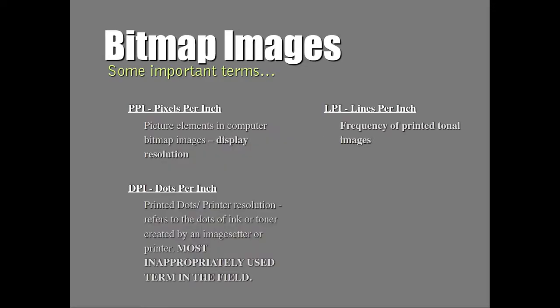There are three kind of terms that are thrown around when we talk about pixels. That is PPI, which is pixels per inch. And these are the picture elements in a computer bitmapped image. So, in essence, when we talk about display resolution, we're talking about pixels per inch. Dots per inch refers to printed dots or printer resolution.